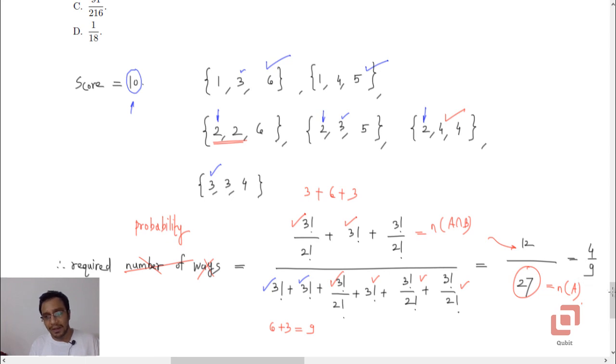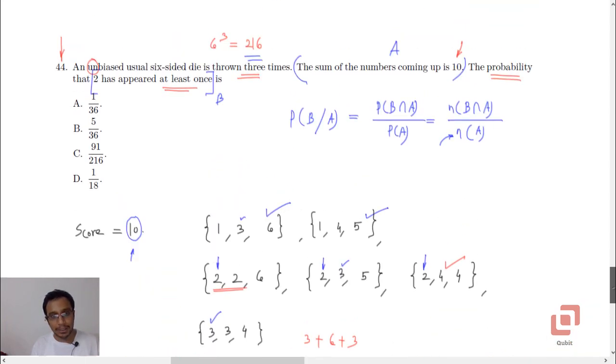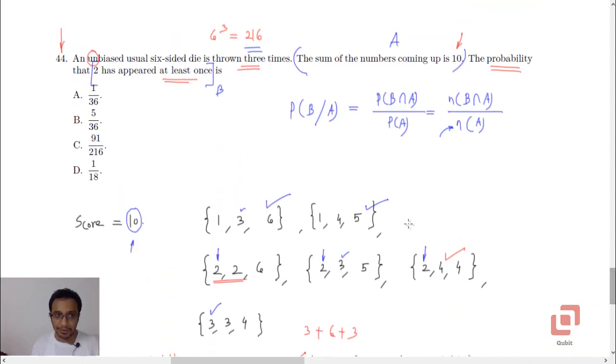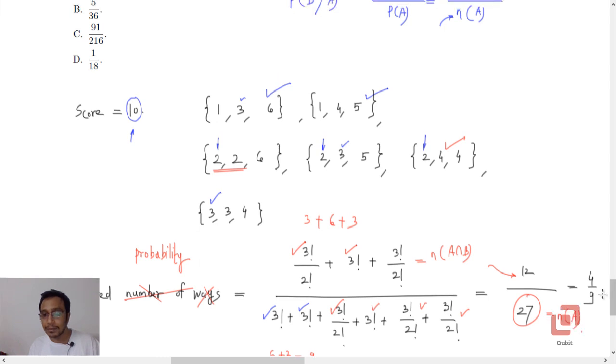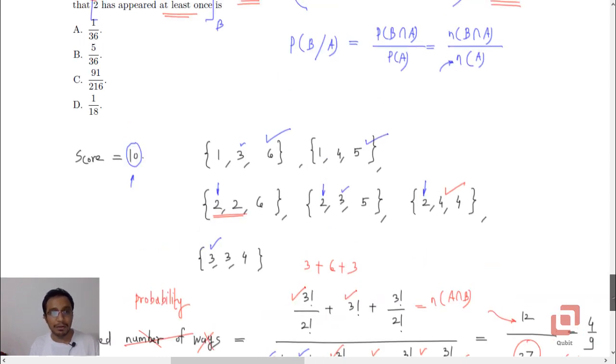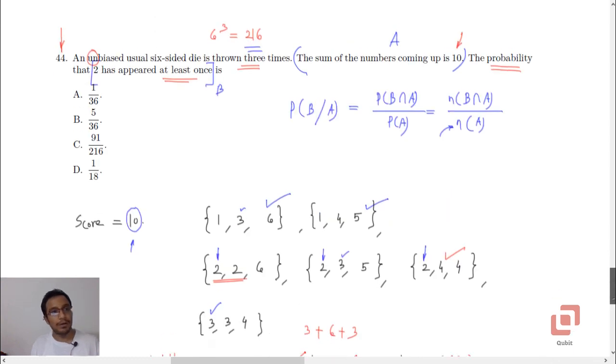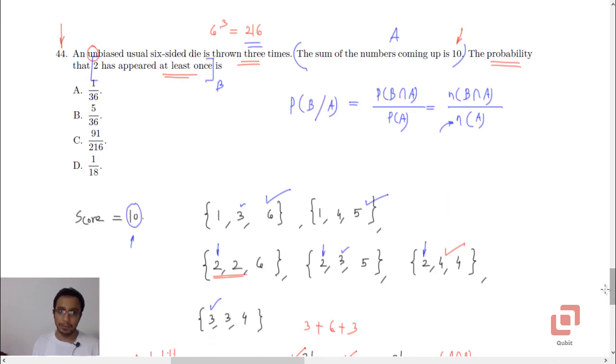So you now find that for this problem there is no correct option for 44. Because the option that we have got is 4 by 9, which is not equal to the first, second, and C is obviously ruled out because 91 is a factor of 13. We don't have anything of that sort here, and also it is not equal to 1 upon 80. So for 44 there is no correct option. All right.